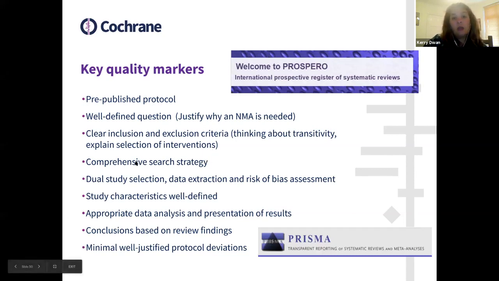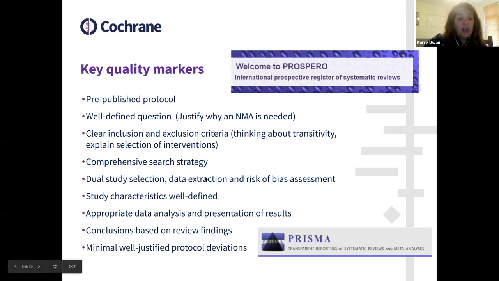It's important that the inclusion and exclusion criteria is very clear, thinking about the transitivity assumption, which I'll go on to talk about next. And it's important that the authors explain how they've selected the interventions. I think someone asked before about what would it depend on what you find as well. So the authors would need to deal with that in the protocol and say that these are the interventions they're expecting to find and want to include. And if new interventions come up in the future or are identified in the search strategy, they would say how they would deal with those as well.